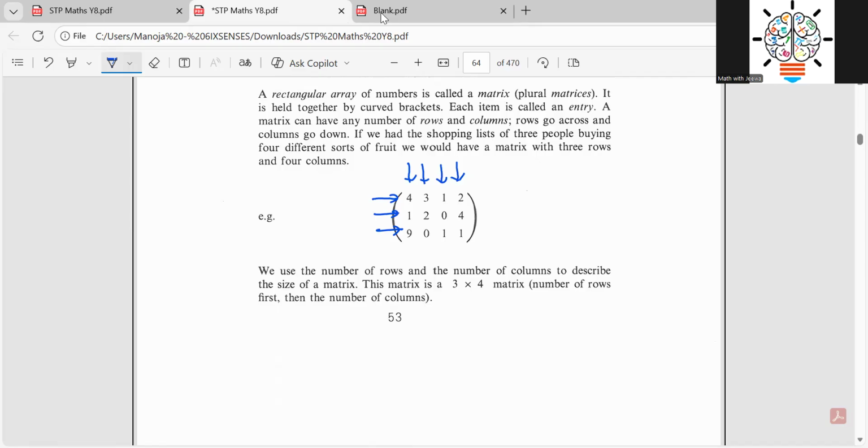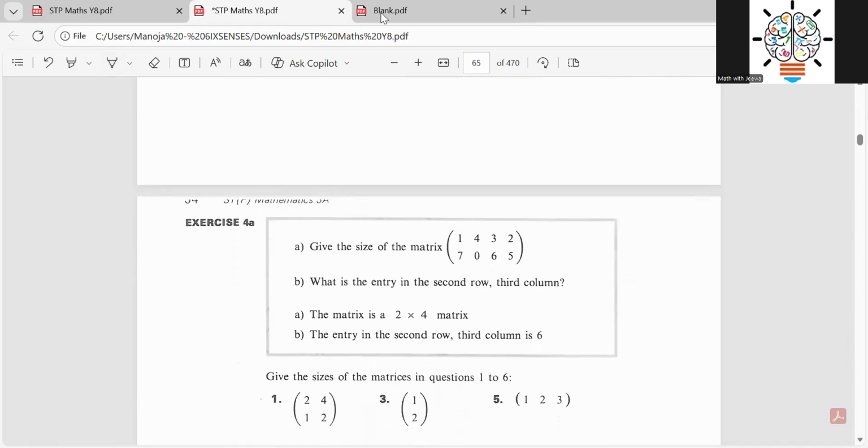And each and every number inside the matrix, we name it an entry. You can see that this rectangular array, this arrangement, we have covered with curved brackets, right? Okay, so then we will move to the questions.